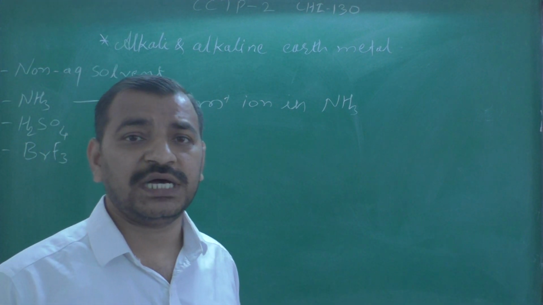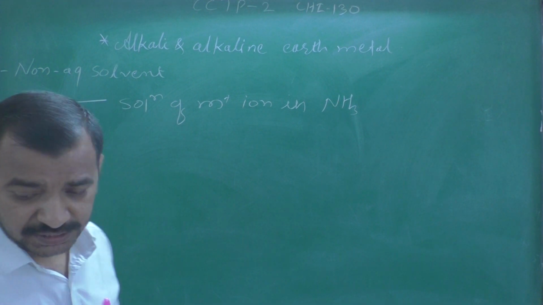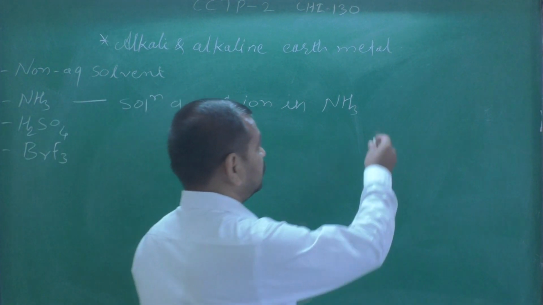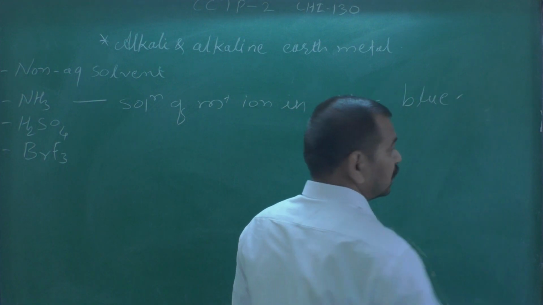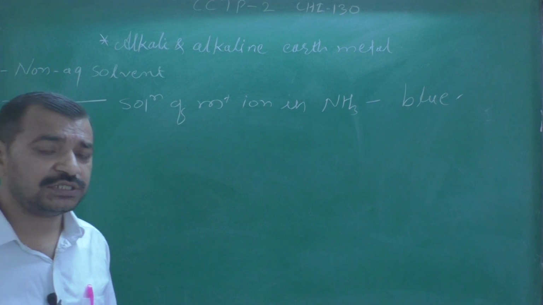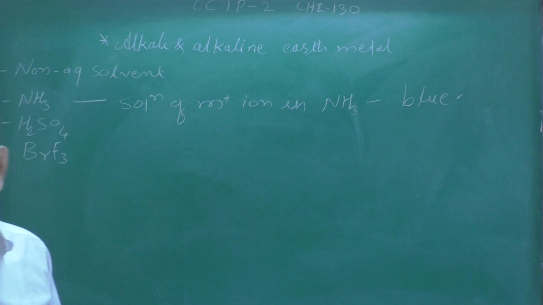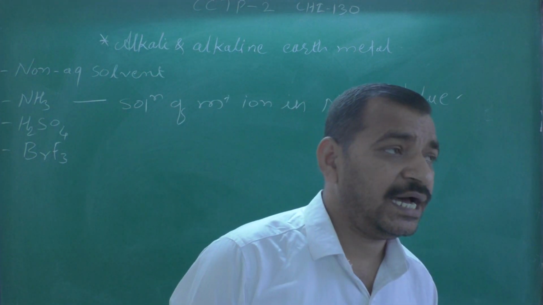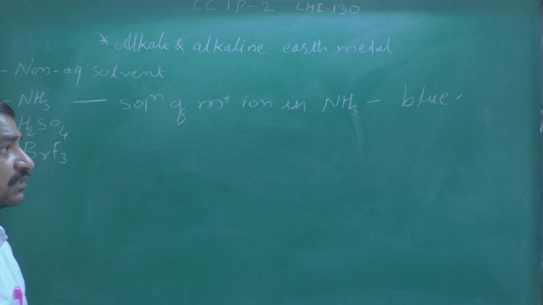When we dissolve or drop an alkali metal in a solution of ammonia, the solution becomes deep blue in color. Why? Because the metal in ammonia solution forms free electrons. These free electrons absorb light and transmit color, so a deep blue color forms.